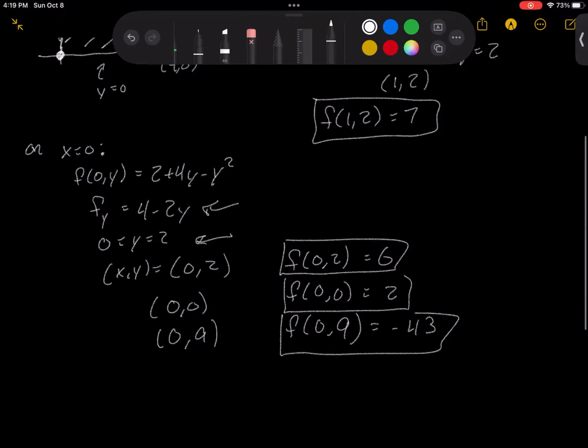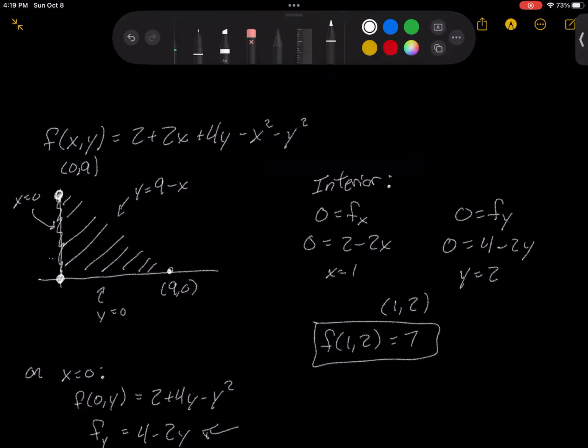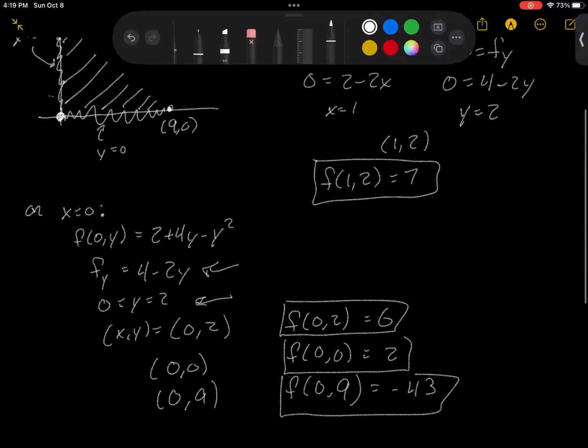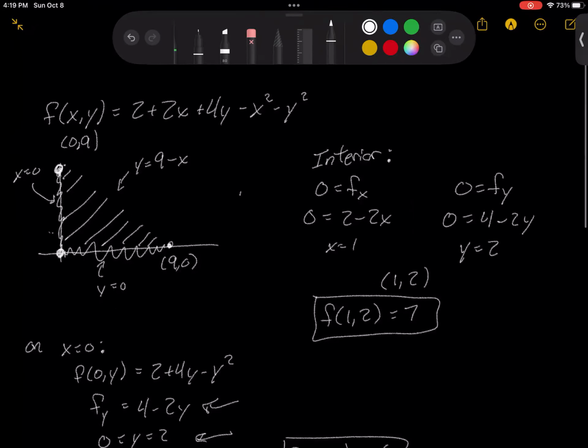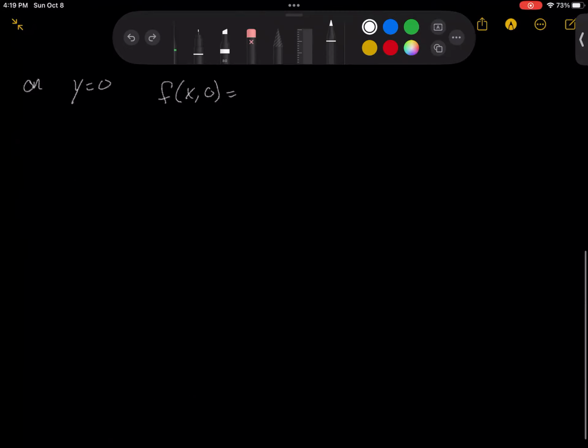Now let's look at our other boundary, when y is equal to 0. So when y is equal to 0, our function is going to be a function of x. So go here, look at when y is equal to 0, and you find that the function has a value equal to 2 plus 2x minus x squared.